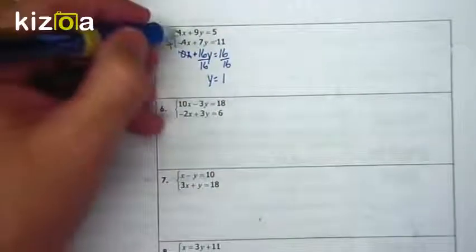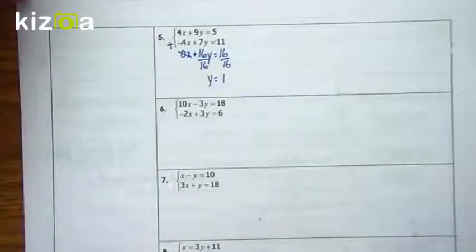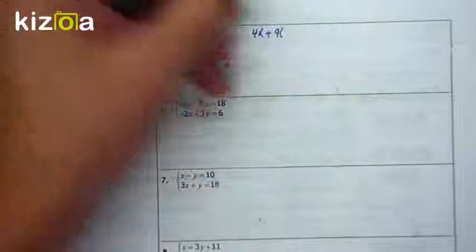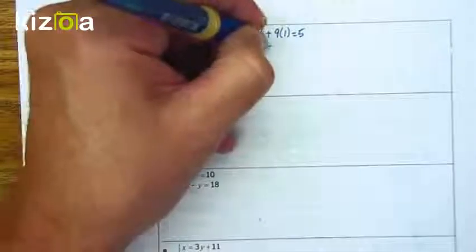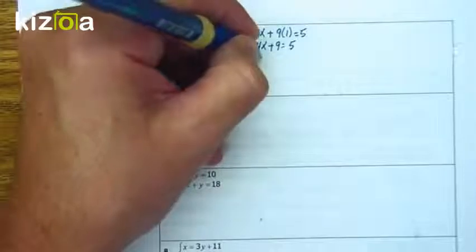When I plug 1 back into either equation, again I'm going to take the top just for ease. 4x plus 9 times y, and y was 1, is equal to 5. I'm going to continue solving. 4x plus 9 is equal to 5. Subtract 9 from both sides.